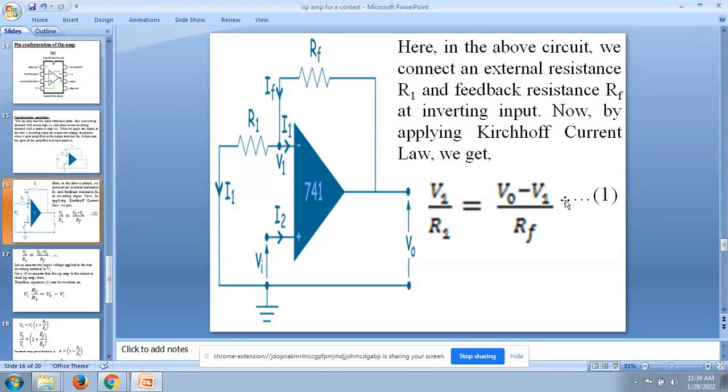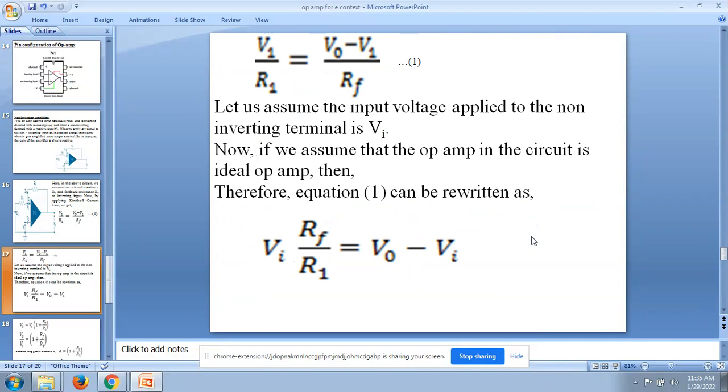When you see the non-inverting amplifier, as we have seen, it is a network structure. We are going to apply Kirchhoff's current law. When we apply Kirchhoff's current law, you have your RF, that is the feedback resistance RF, and your external resistance R1. So according to Kirchhoff's law, V1 by R1 is equal to V0 minus V1 by RF. I repeat the equation: V1 by R1 is equal to V0 minus V1 by RF.